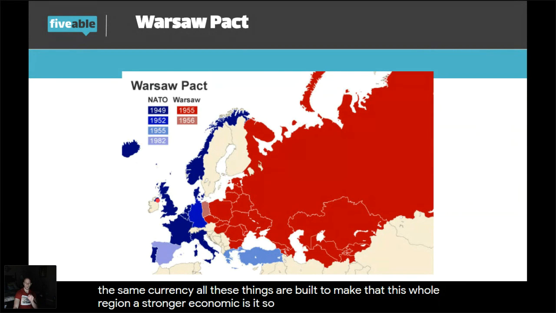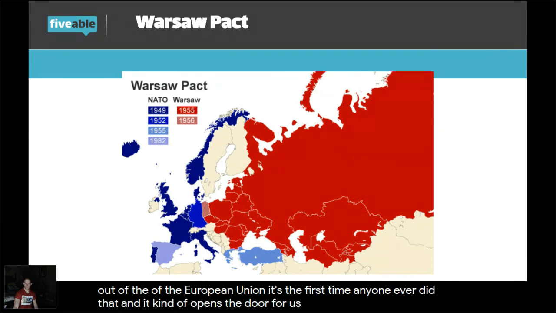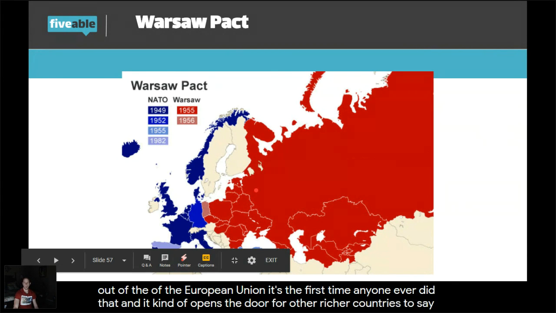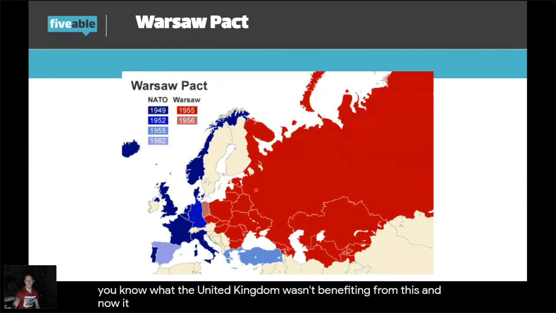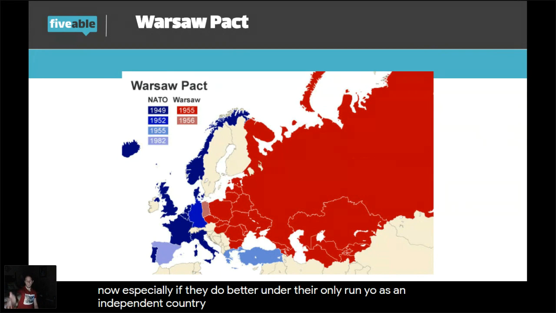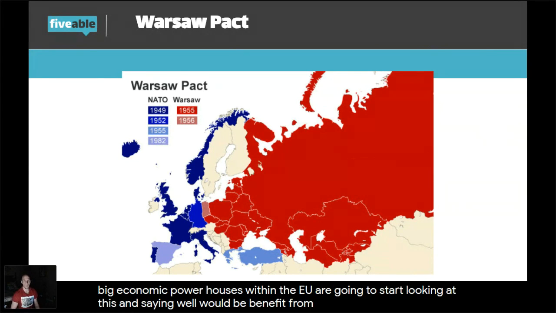So when Great Britain backs out of the European Union, it's the first time that anyone ever did that, and it kind of opens the door for other richer countries to say, hey, you know what? The United Kingdom wasn't benefiting from this, and now, especially if they do better on their own, as an independent country, then you've got places like France and Germany, big economic powerhouses within the EU, going to start looking at this and saying, well, would we benefit from no longer being a part of the EU?